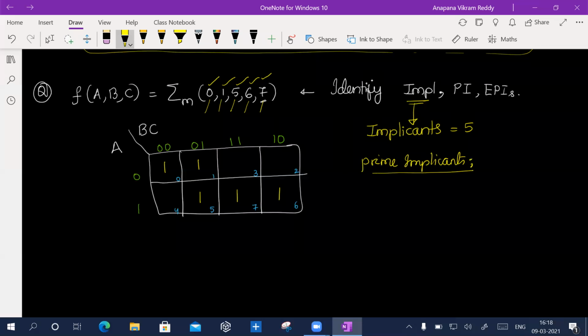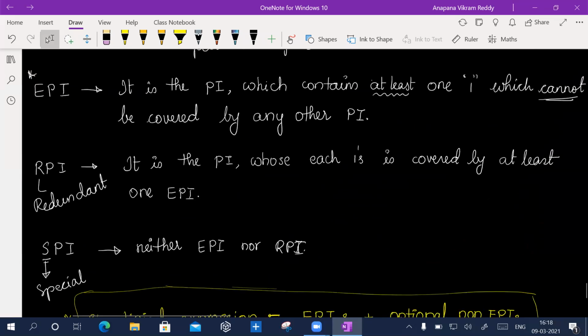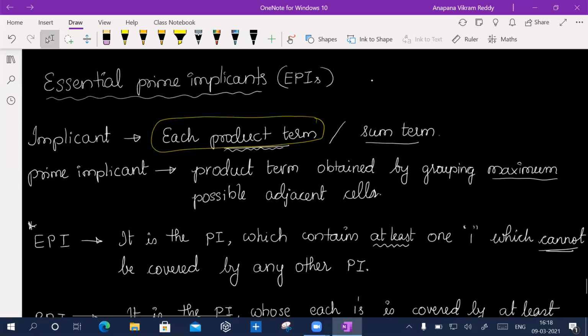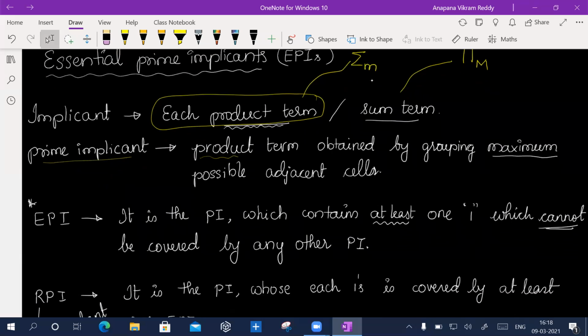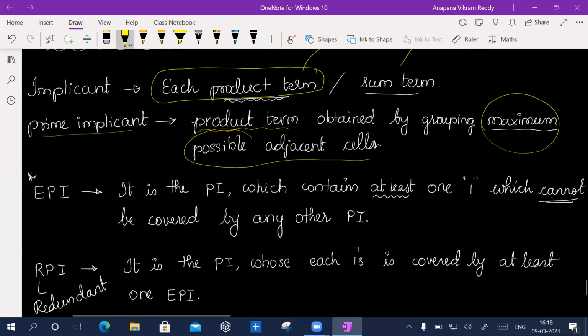I want prime implicants, PIs. A prime implicant is a product term. I'm taking product terms now. You can also take sum terms if you're using product of max terms. I make use of these product terms if I make use of sum of min terms. That's it, okay? So a product term or sum term is obtained by grouping the maximum possible adjacent cells.